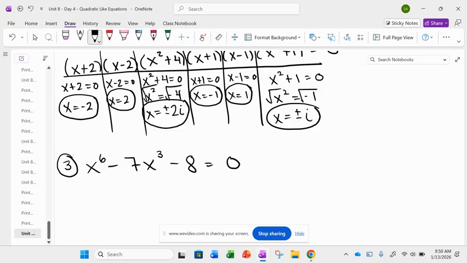So just a reminder here, how many solutions should you have at the end of this? 6. If you end up with just 2 solutions, that's not right. You should have 6.